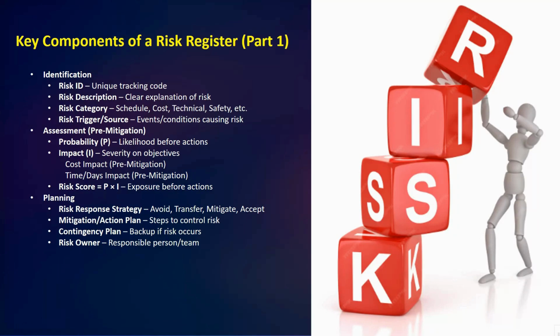So the risk response strategy could be to avoid, transfer, mitigate, or you can say accept the risk. We also create a mitigation or action plan. That will be the specific steps to control the risk. Our contingency plan is prepared as a backup if the risk still occurs. Finally, each risk is assigned to the risk owner, the person or a team that will be responsible for managing it. Okay.